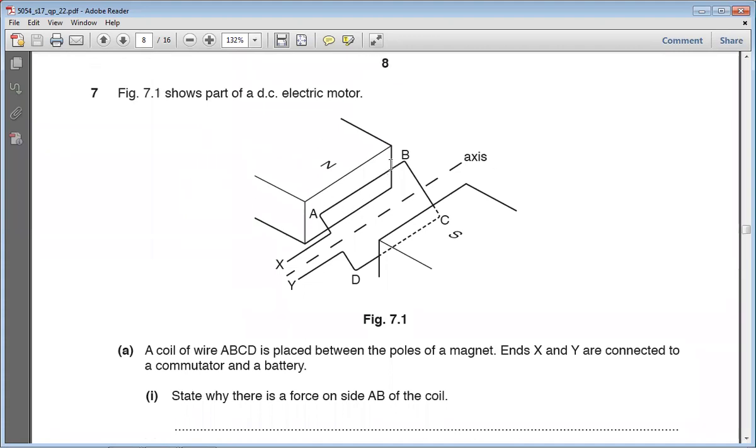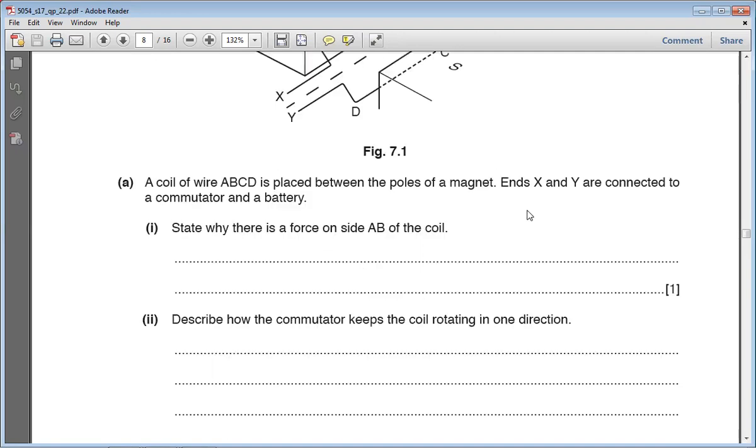You see, this AB is a current carrying conductor which is placed perpendicular to the magnetic field. The magnetic field is going from north to south, and the current will be going from either A to B or from B to A. So according to the left hand rule, I can predict the direction of the force experienced by the side AB. It's a 1 mark question.